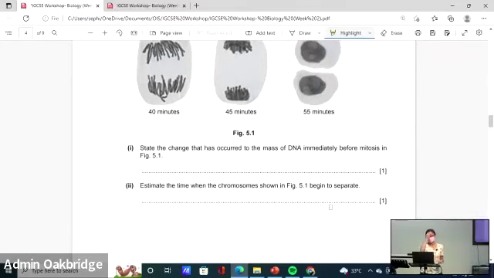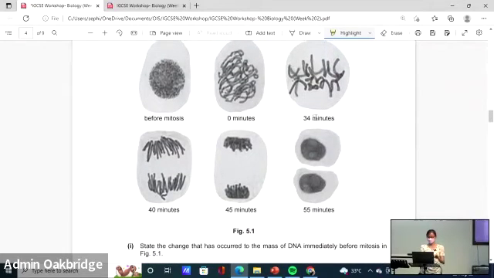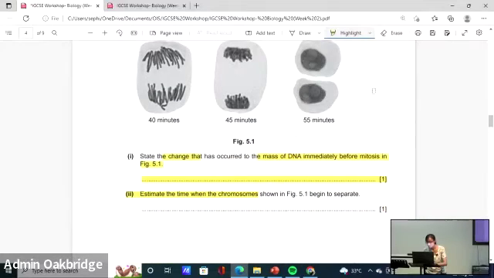State the change that has occurred to the mass of DNA immediately before mitosis. What is that? Okay, let's look at it. Can anyone answer this? State the change that has occurred to the DNA before mitosis. Mass, that's what they're asking. If you're not sure what they're asking for, underline the important words. Change, you've got to talk about change. Of what? Mass of DNA. So if you don't understand, you underline, and then you answer exactly what you underline. When? This one's important.